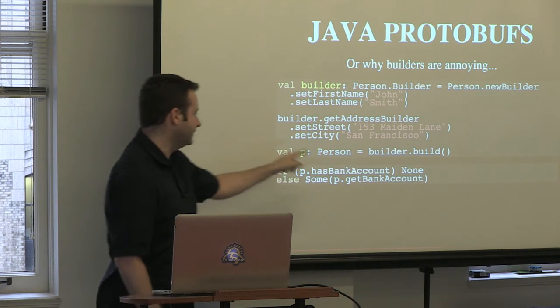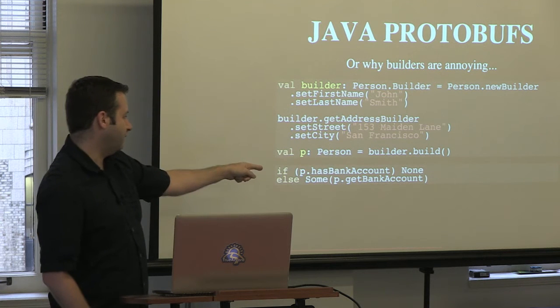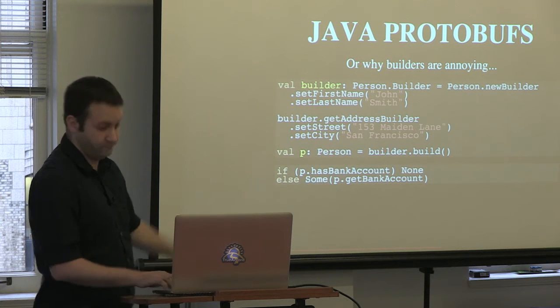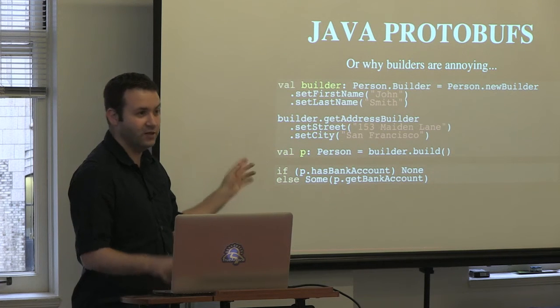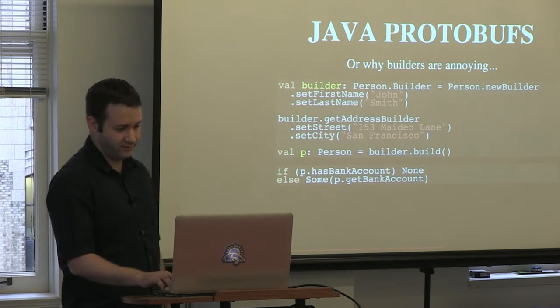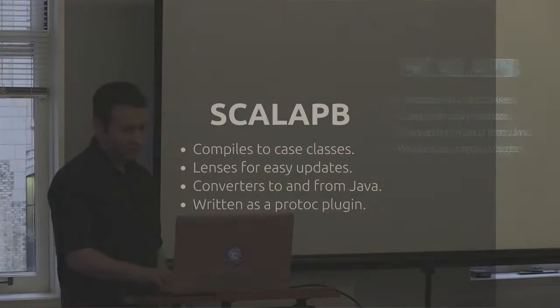If it has it, then it's some of that bank account, but if it doesn't have it, you have none. The logic here is flipped, and this is actually one of the reasons we changed it. It's very easy to flip booleans and get the reverse logic.